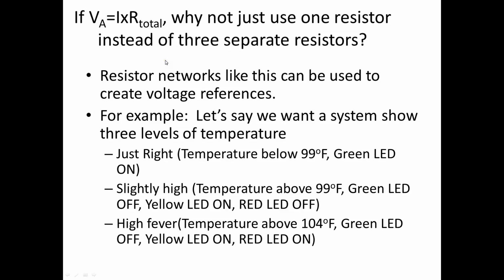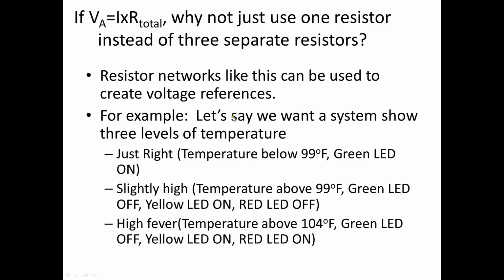Now, here's a question. In the previous example, VA equaled I times R total. And it might seem, why have 3 resistances that you only add to find the total current and the voltage drop? Why not just use one resistor? And the reason is that resistor networks like this can be used to create voltage references.